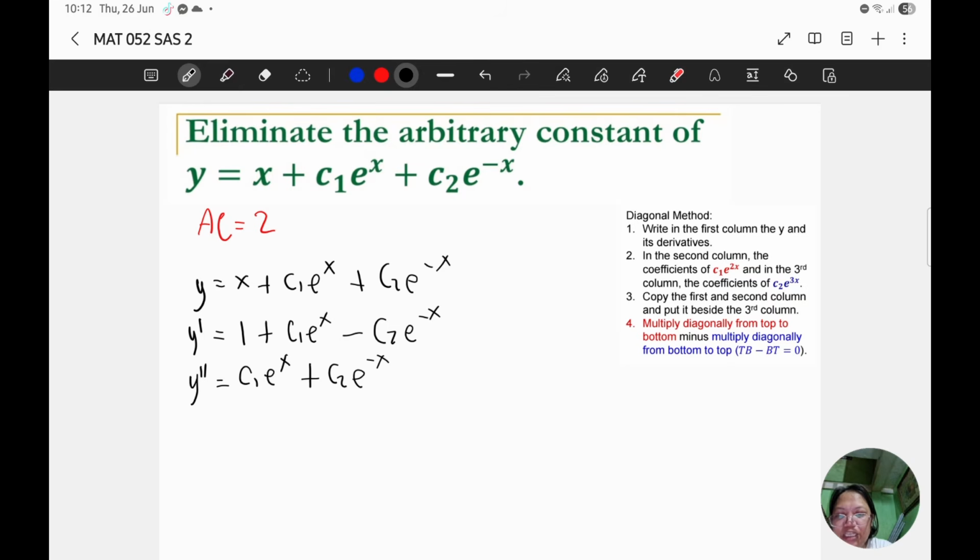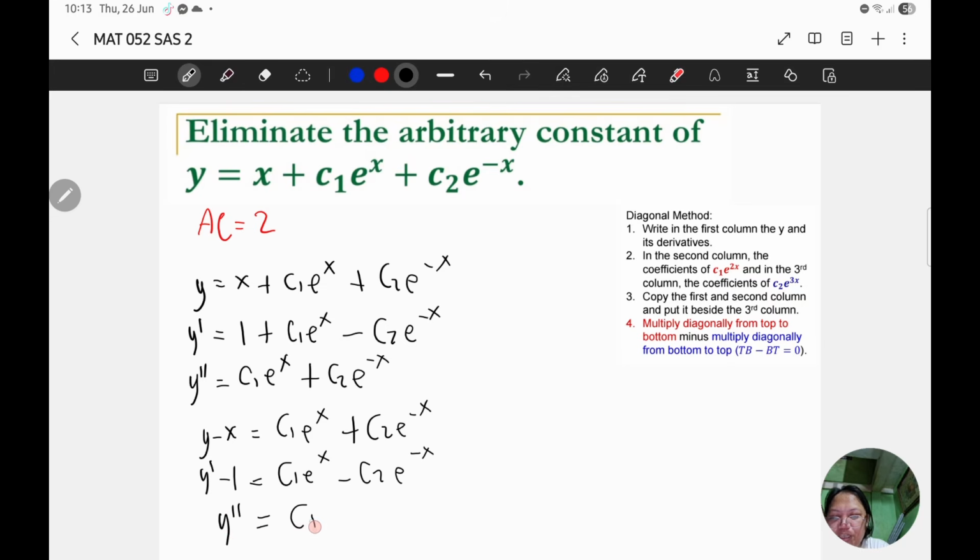Then, as you can see, there are common factors, right? c sub 1 e to the x and c sub 2 e to the negative x. So, x and 1 should be transposed to the left side. So, this becomes y minus x equals c sub 1 e to the x plus c sub 2 e to the negative x. Then, y prime minus 1 equals c sub 1 e to the x minus c sub 2 e to the negative x. Then, the last one, y double prime equals c sub 1 e to the x plus c sub 2 e to the negative x. Then, we will use the diagonal method.